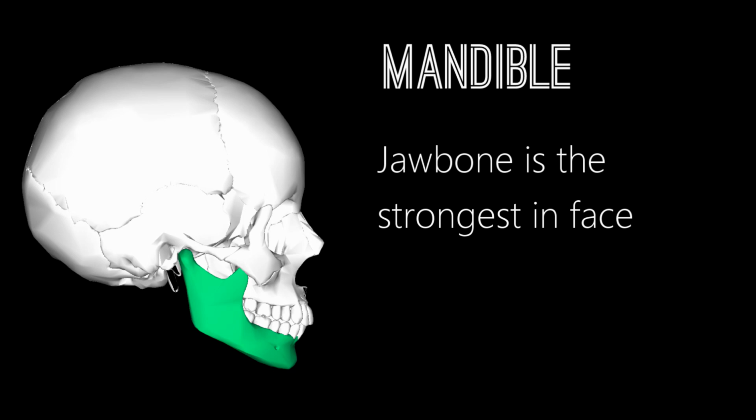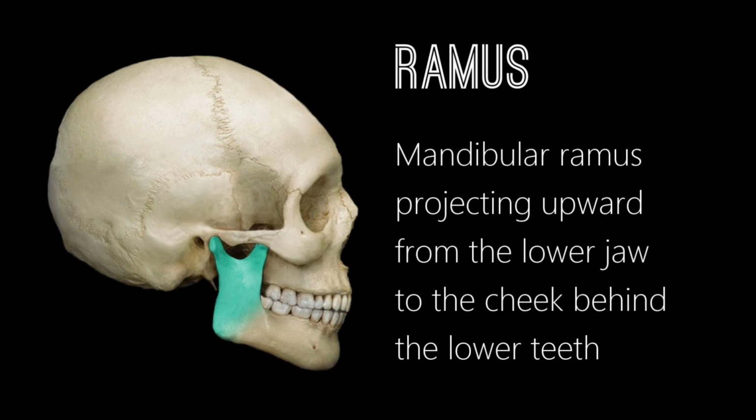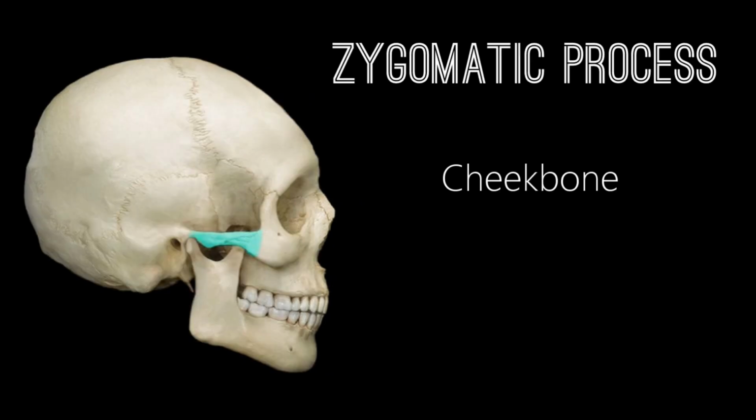Jawbone is the strongest in the face. Vomer: part of the nasal septum. Ramus: the mandibular ramus projects upward from the lower jaw to the cheek behind the lower teeth. Zygomatic process: cheekbone.